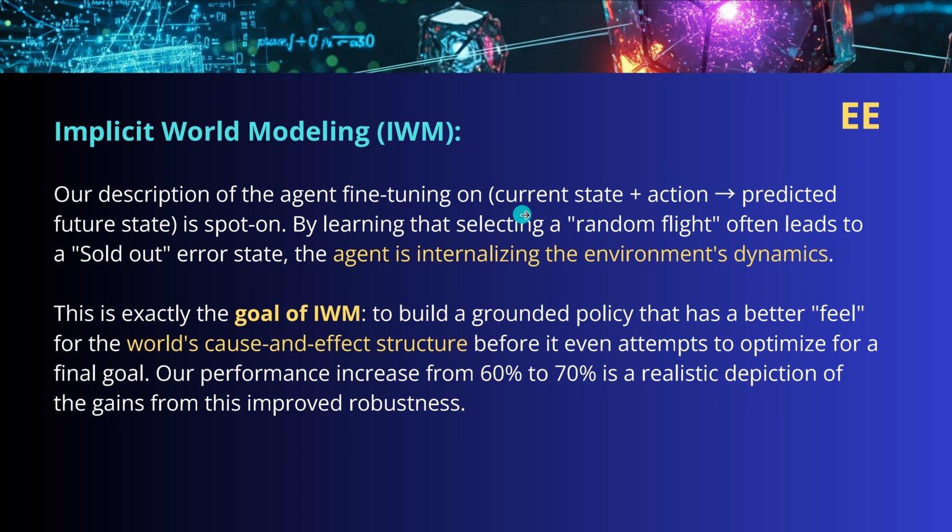Now, by learning that selecting a random flight in the real-world experiment often leads to a sold-out error state, the agent is internalizing this dynamic of the environment. But this is exactly the goal of IWM, no? To build a grounded policy that has a better feeling of the world's cause and effect structure before it even attempts to optimize for the final goal. And let's say with this optimization and with this continuous supervised fine-tuning, the performance, since it learns from the real world, increases, let's say, to 70%, because now we have a realistic idea what's going on.